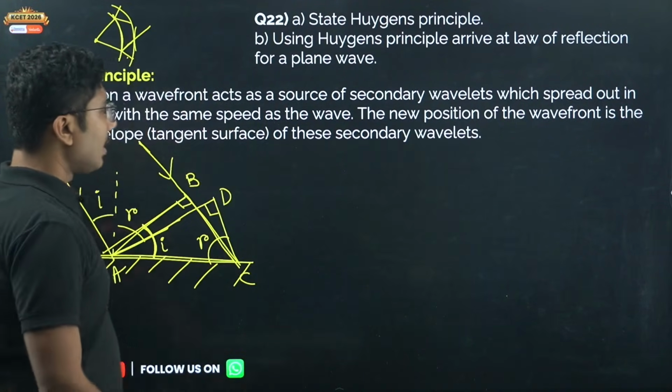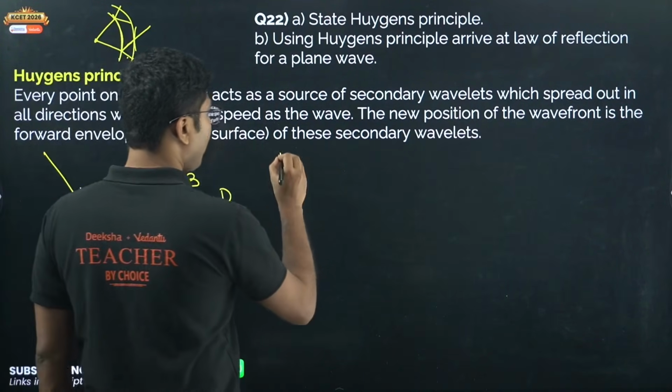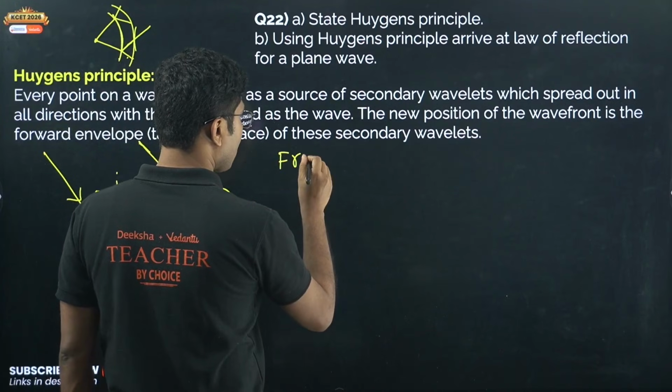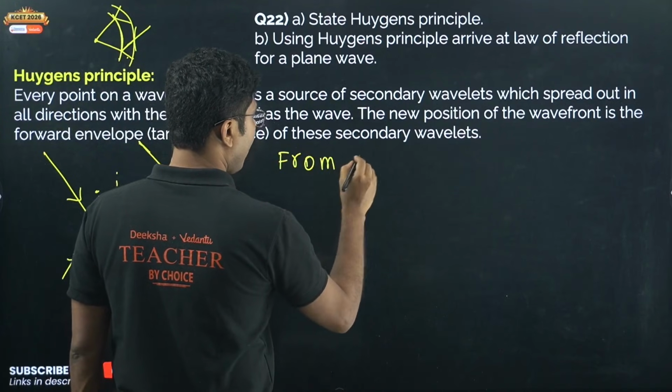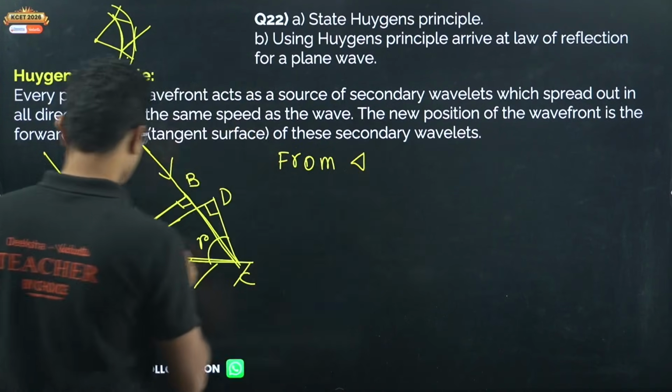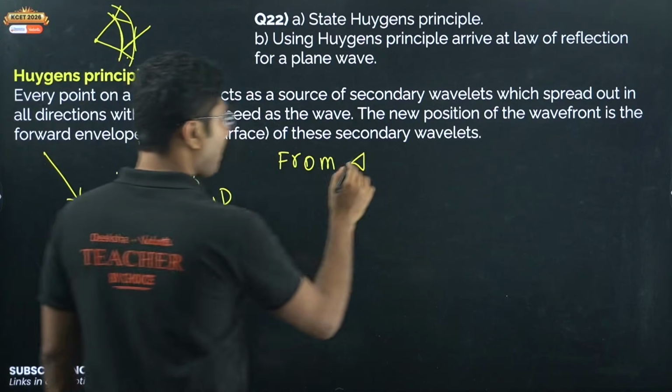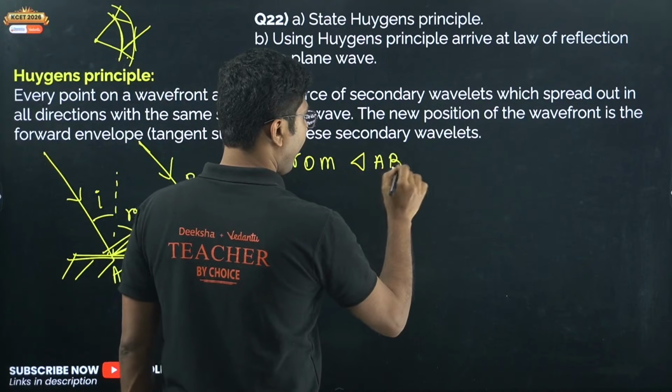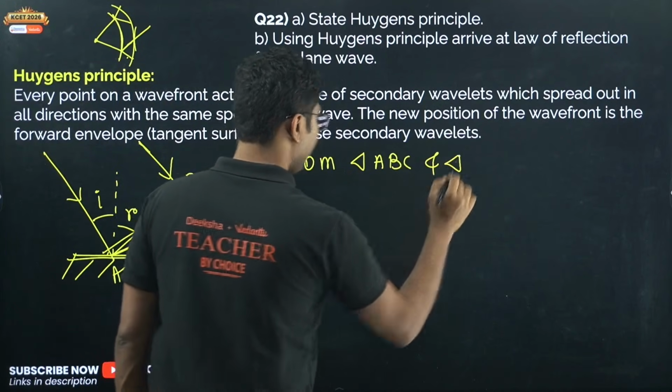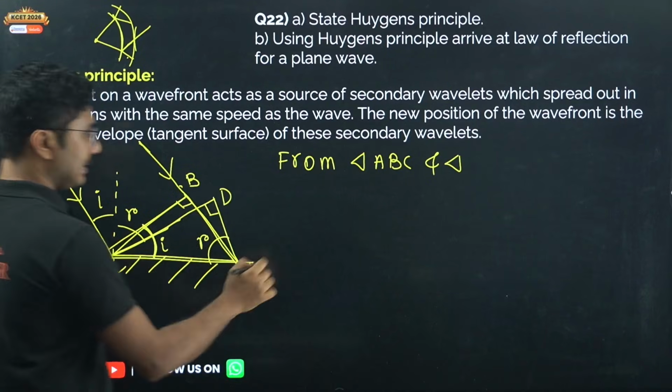Now let's see. So from triangle ABC and triangle ADC.